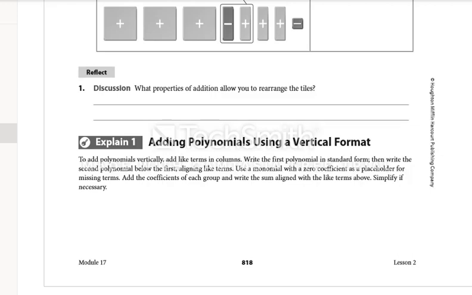Then we are going to line them up vertically, and then we are going to add them together. So standard form, aligning like terms, and then add the coefficients. So it's a three-step process. Should be fairly straightforward once we get into it.